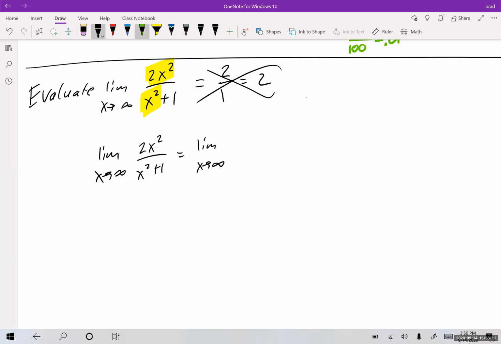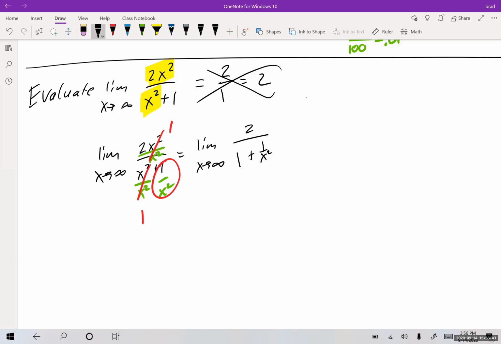The idea behind it is, whatever the biggest power in the denominator is, you divide everything by that and factor it out. So I'm going to divide this by x squared, this by x squared, and that by x squared. When I do that, I end up with 2 over 1 plus 1 over x squared, because these will cancel and become 1, and this will stay 1 over x squared.